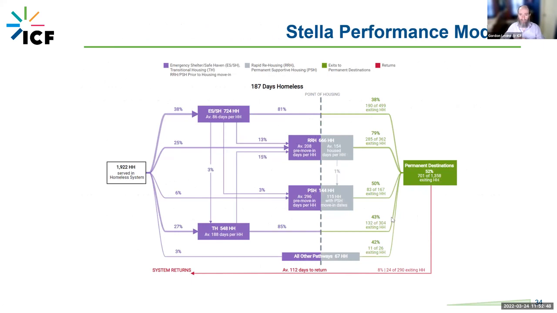So Stella is a visualization tool, Stella P. It's created by HUD. It uses household level data from the LSA, the Longitudinal Systems Analysis report, which COCs submit annually. It only includes HMIS data, but it can produce very cool looking data. It's a little hard to see on the screen because it's a little small, but what this is, it's called a Sankey diagram, which represents flow through a system, much like water through a system of pipes. And so what this is showing is flow through the homeless services system.